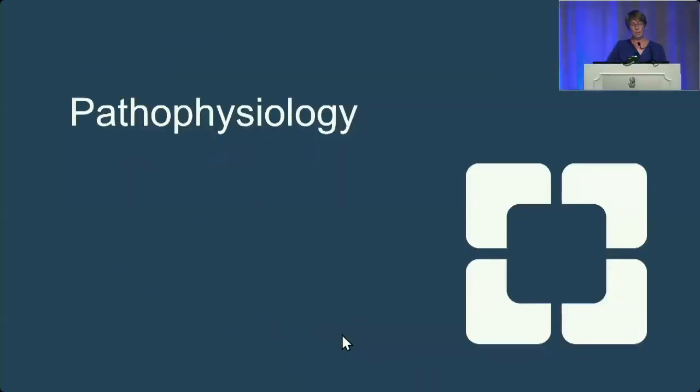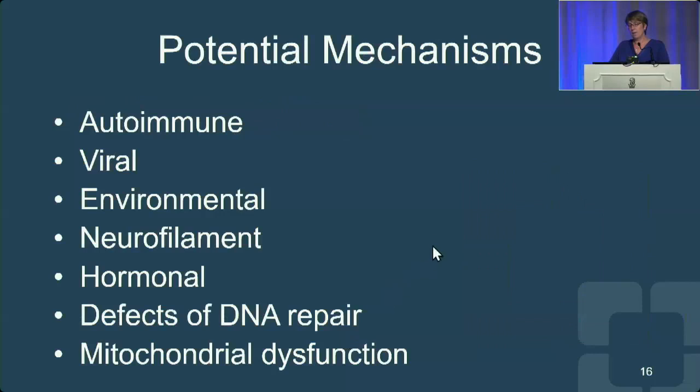Okay, so let's talk about pathophysiology. So whenever you see a list of potential mechanisms like this, the first thing that should probably come into your head is these people have no idea what's going on. And that would be true. We have no idea what's going on. There are a lot of theories out there about what the underlying cause is for ALS, and no one really has been able to develop a unifying theory for the underlying etiology. So we end up with a list like this for potential mechanisms.